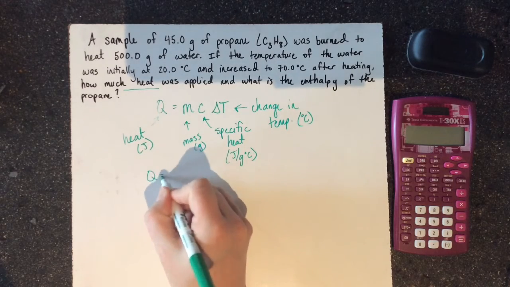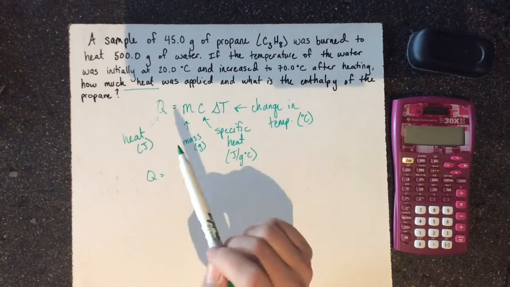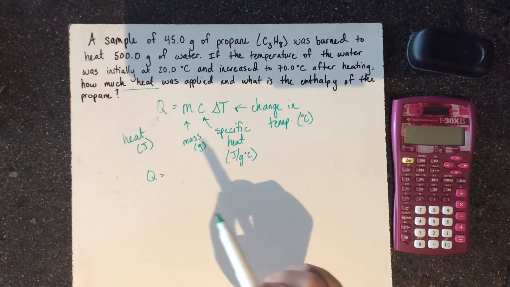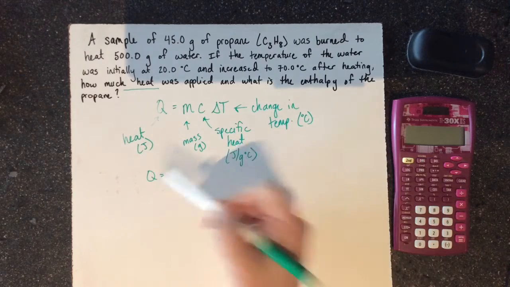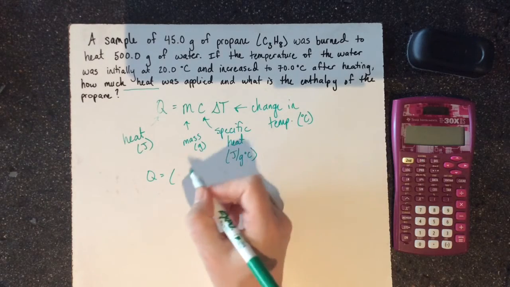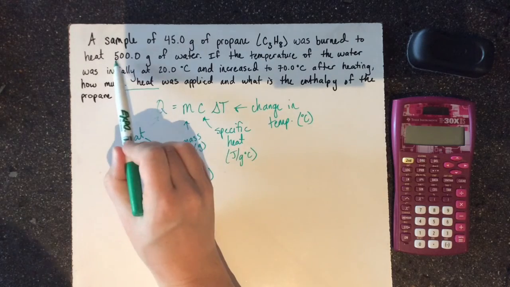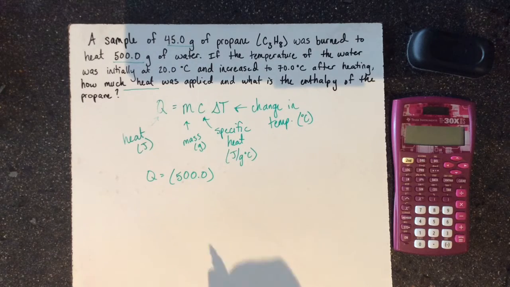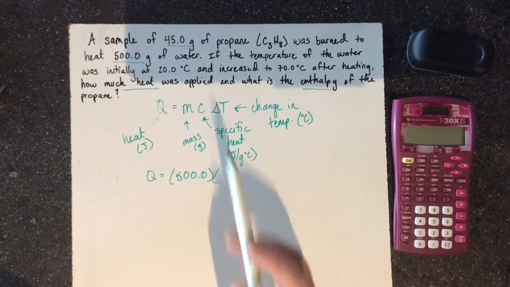So we're going to solve for Q. Since we measured the temperature change of the water, and we're finding how much heat was applied to increase the temperature of the water, we're going to solve for Q for the water, which means we need to put in the mass of the water we used, which is the 500 grams. So this 45 grams, we're going to come back to later when we answer the enthalpy question. So the 500 grams is the mass of the water.